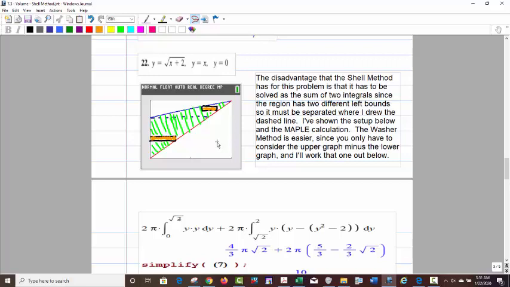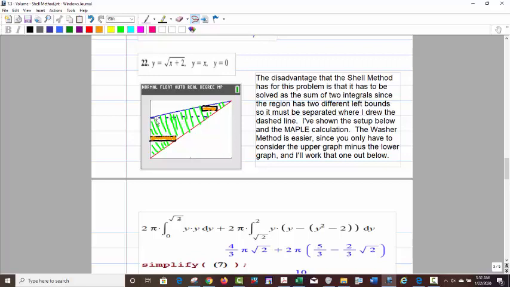That was obviously easy: if x equals y, y equals x. This one, though, isn't hard, but you have to solve for x in terms of y. So you square both sides, and then you get x equals y squared minus 2. So this distance across for this upper part is y minus y squared plus 2. It's the difference of the right one minus the left one.